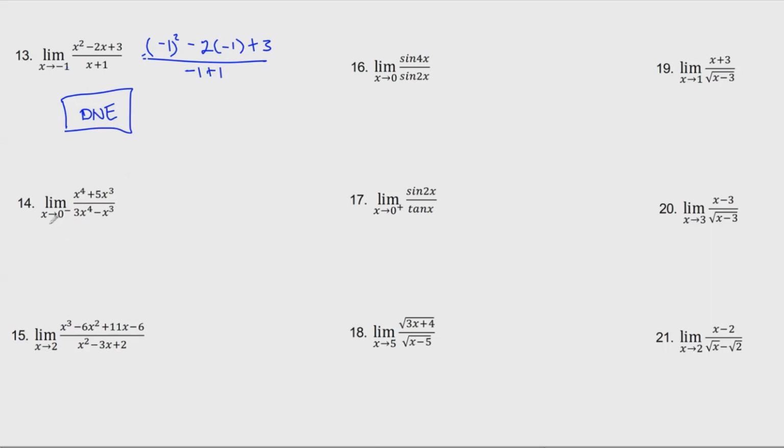Now let's try doing this. Number 14. It approaches from 0 negative, so that is at the left of 0. And then we have something like 3x to the 4th minus x cubed, x to the 4 plus 5x cubed. So in this case, let's try substituting. And when we substitute the value of 0, what we get is 0 over 0.